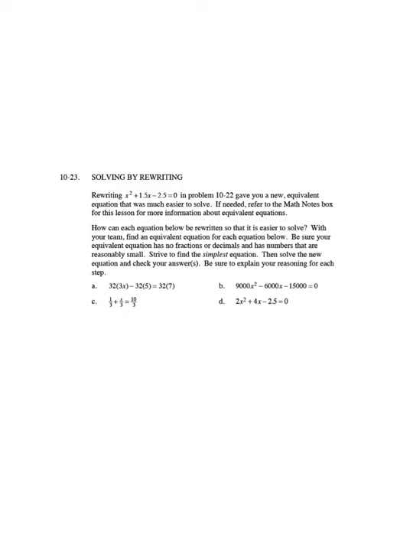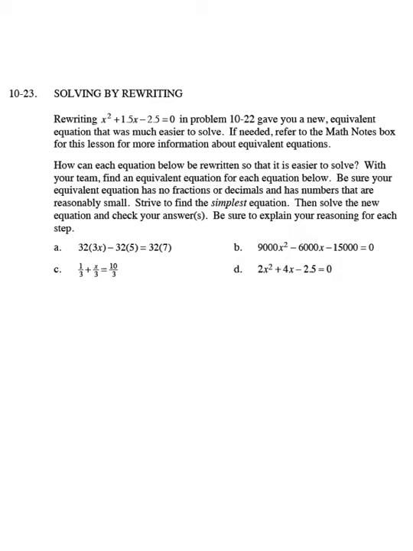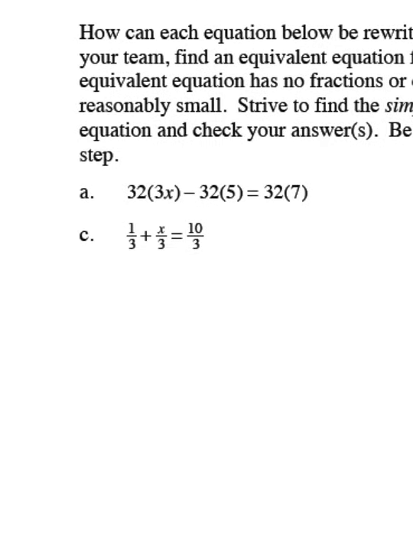We're going to focus on solving complex equations and how we can make those complex equations easier for ourselves to solve. Every one of these 4 problems can be rewritten in an easier way before we try to solve it. So for example, in problem A, all of the parts have a multiplier of 32. So we could divide everything by 32, and all that would be left is 3x minus 5 equals 7. And that's a much simpler equation to solve.